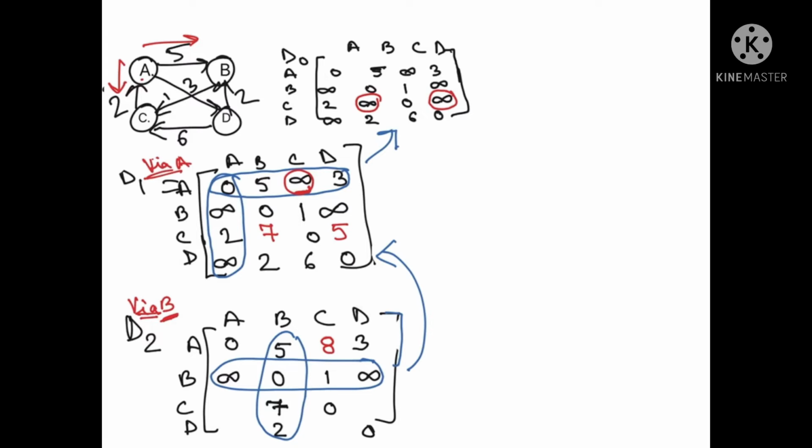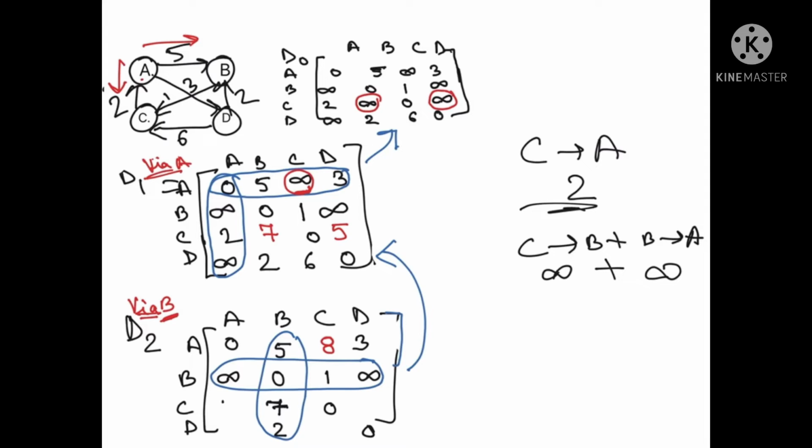Okay. Now again the same method, C to A. One is C to A, I can go directly, that is 2. Correct? And the other one is C to B plus B to A. So C to B is what? Infinity, plus B to A is what? Infinity. So obviously 2 will remain as it is. So you don't have to disturb. 7 ka 7, 0 ka 0.